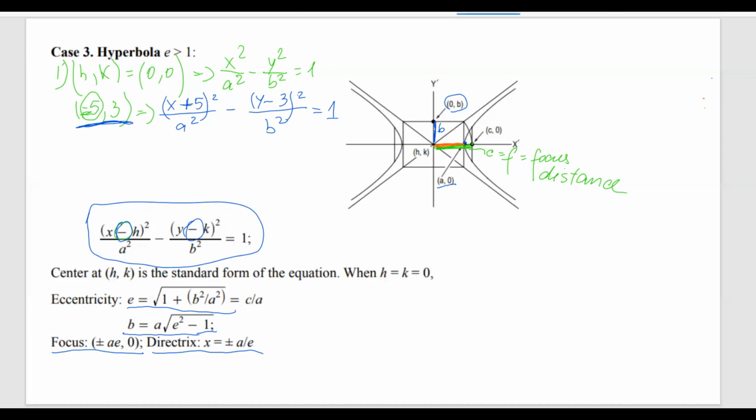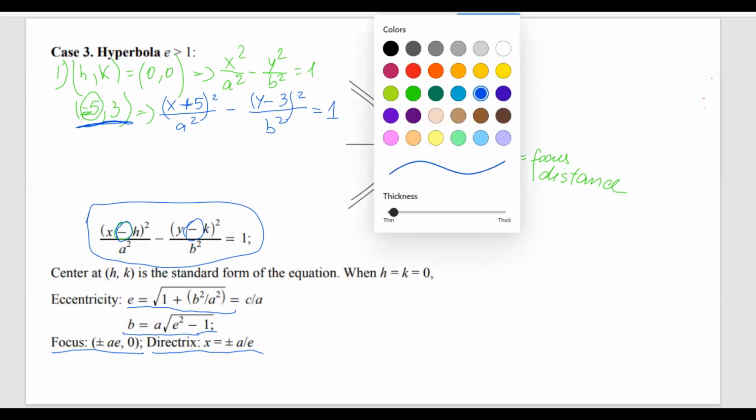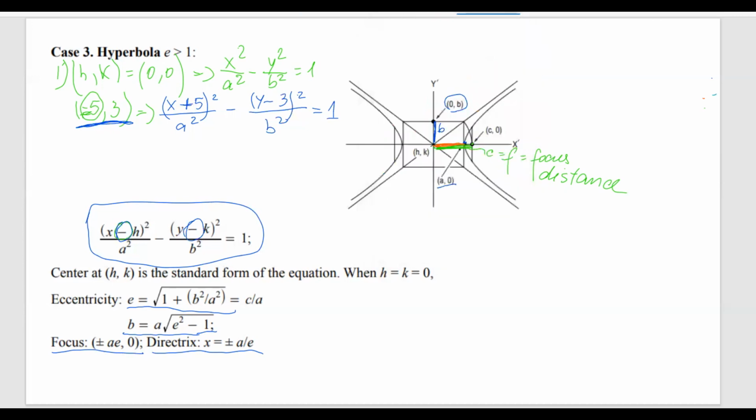Another important thing to point out that is not given in the FE handbook is the focus distance. So the focus distance, and this is a formula you'll have to memorize, equals the square root of a squared plus b squared.